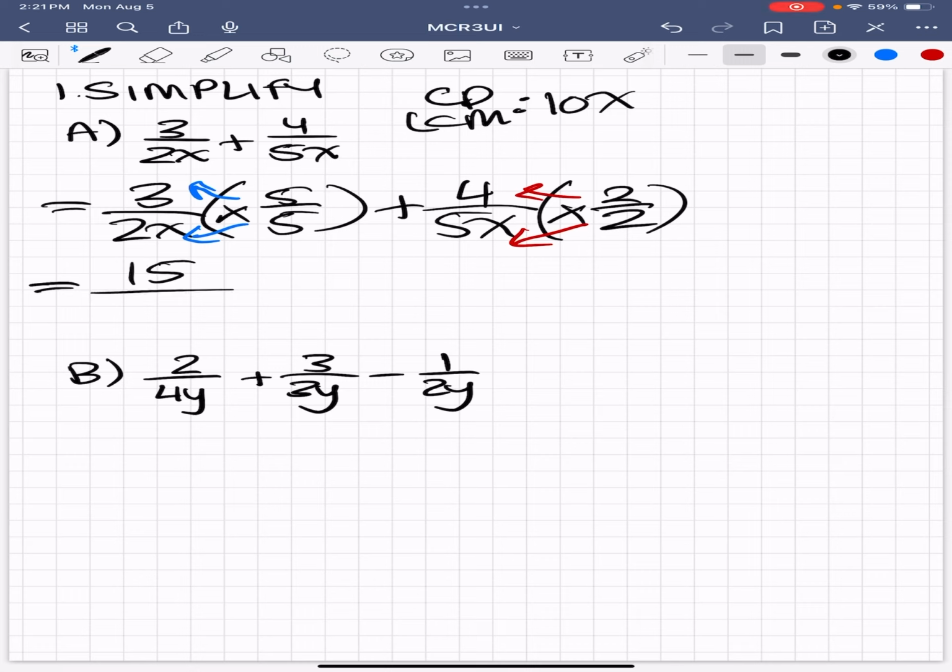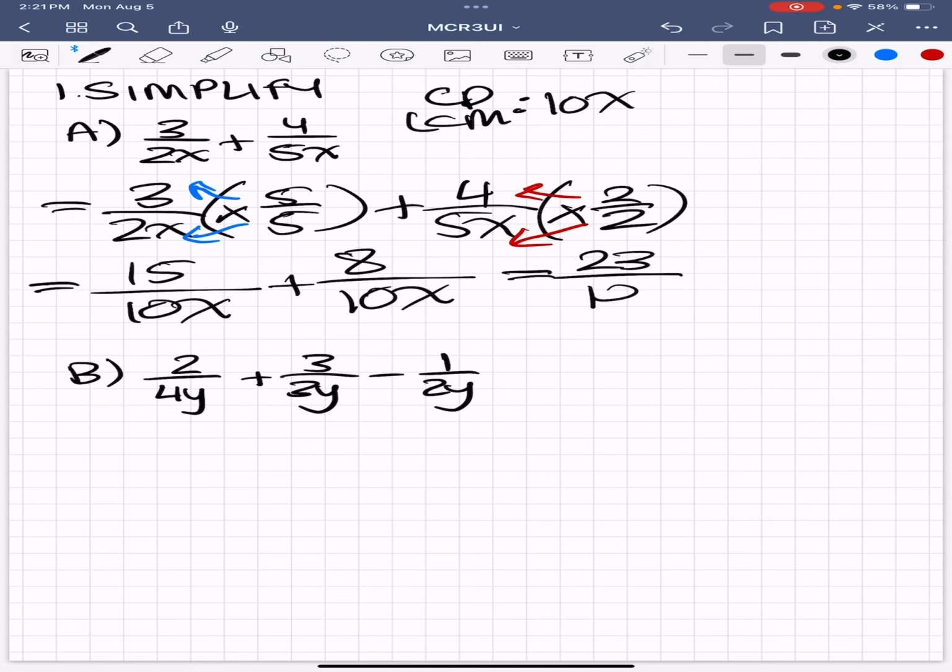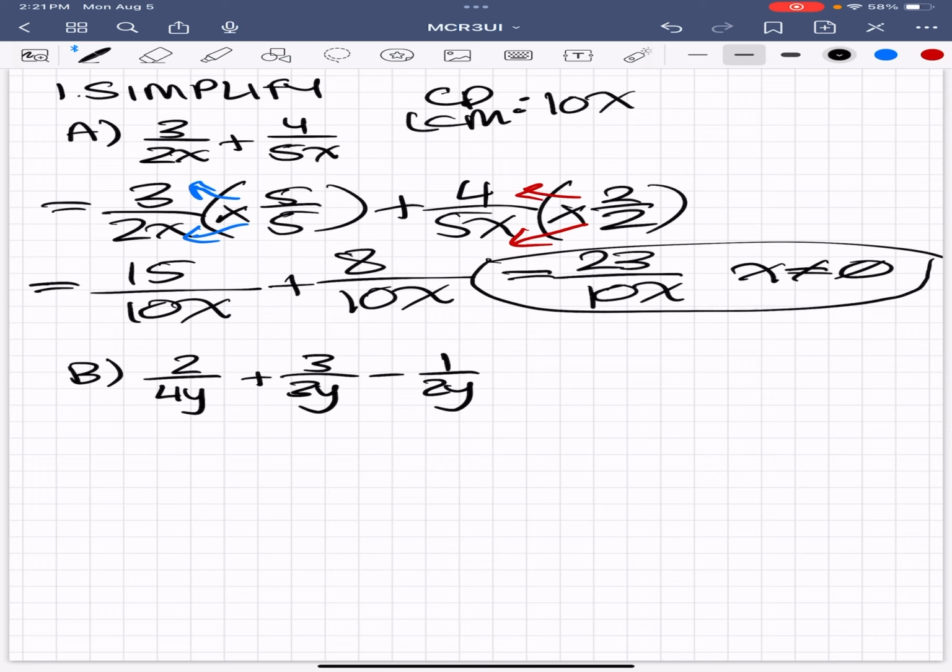So we have 15 over 10x plus 8 over 10x. And that would be equal to 23 over 10x. And x cannot equal 0. So we have our final answer, 23 over 10x. And x cannot equal 0. And now we're going to be moving on to B.